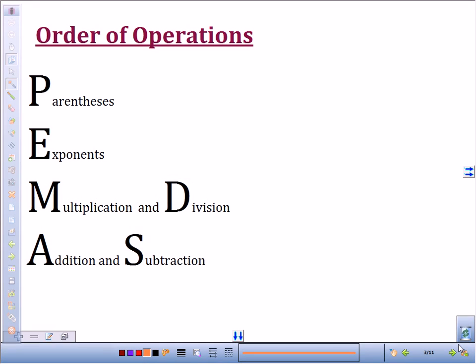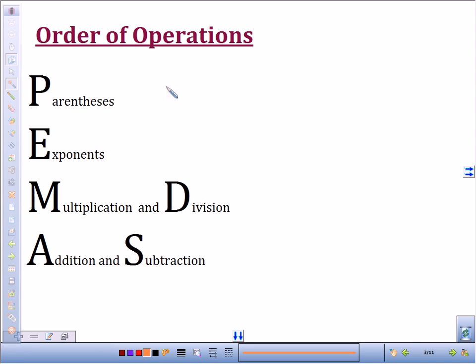The order of operations follows an acronym that you should know, and it's PEMDAS. P-E-M-D-A-S, PEMDAS. Now, the P stands for parentheses, which we've all seen. Anything inside parentheses for order of operations should be done first. That means all operations inside the parentheses are done before anything outside the parentheses is touched.